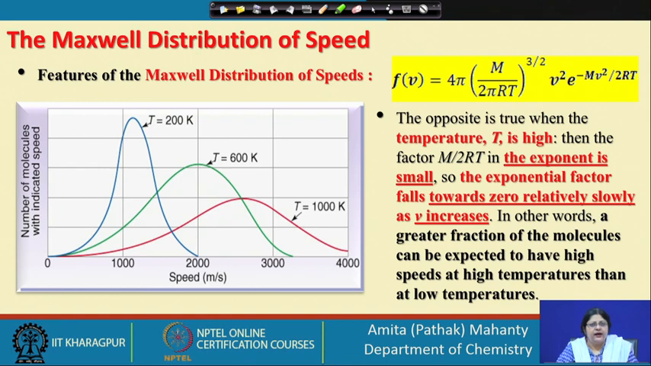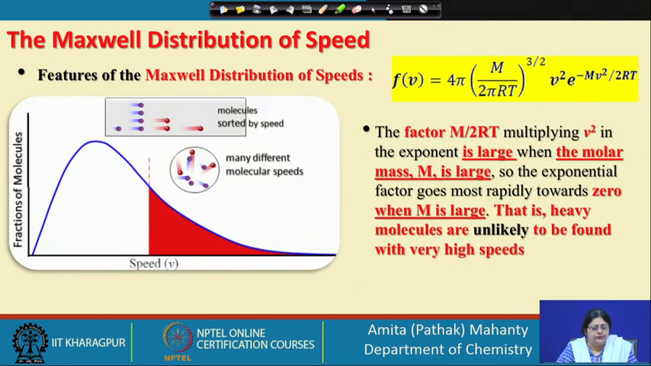So, the fraction with high molecular weight will always be less as the distribution falls towards 0. Okay. So, how will that look? I think I do not have that distribution function for 2 or 3 different masses.